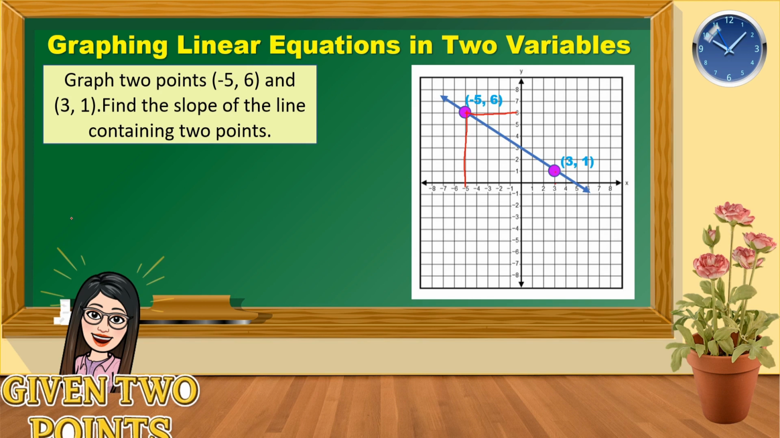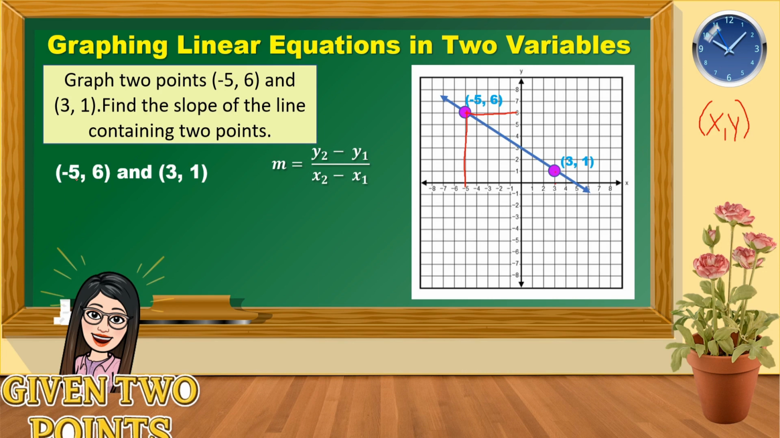Okay, so let's rewrite the given 2 points. Okay, by the way, the formula that we're going to use is m equals y sub 2 minus y sub 1 all over x sub 2 minus x sub 1. So, here are the points, negative 5, 6, and 3, 1. Again, ang point natin are yung ating ordered pair is x, y. Since may mga kukunin tayong y sub 2, y sub 1, x sub 2, and x sub 1, let us write the ordered pair here na x, y.